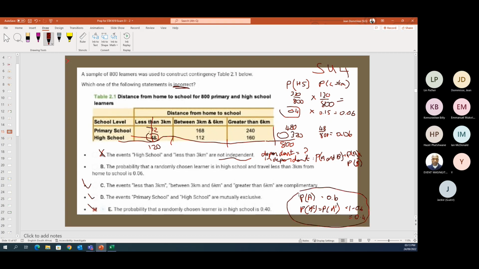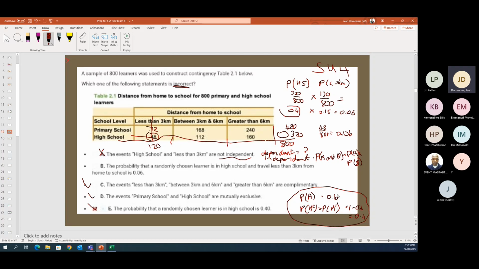So we would normally only have had 2 that we looked at. Here, basically, all 3 of them are complementary. So if it's not less than 3, it must be one of the other 2. So that is correct. And then the probability that a randomly chosen learner is in high school and travels less than 3 kilometers from home to high school. Okay, the probability that the learner is in high school.